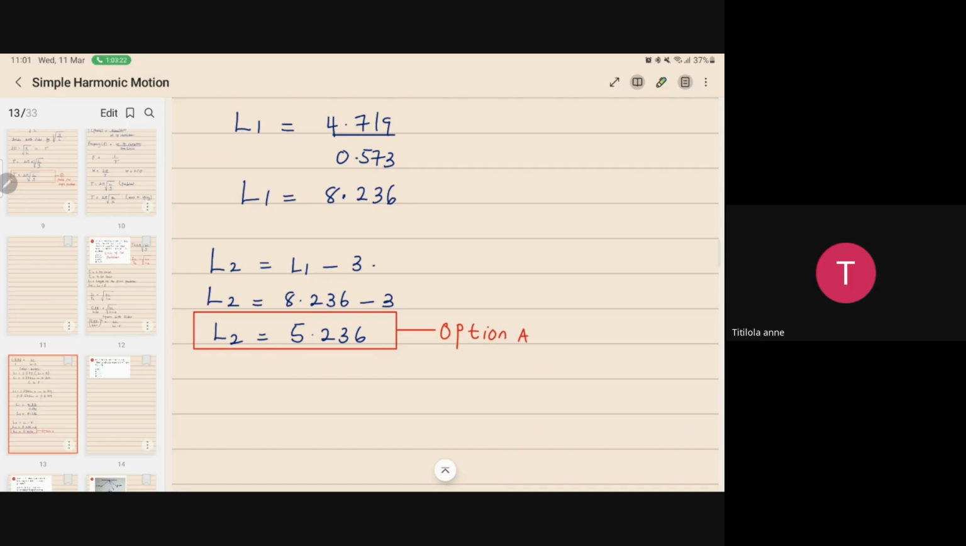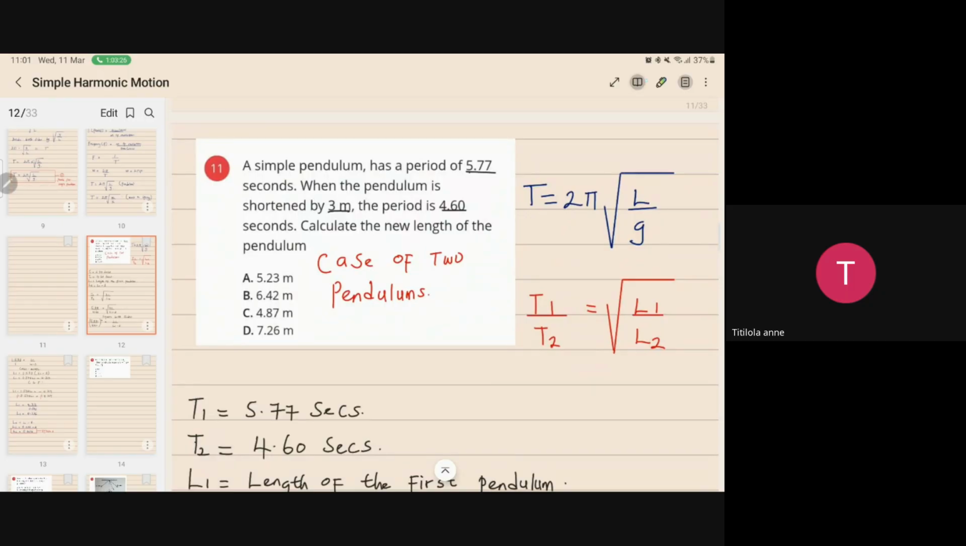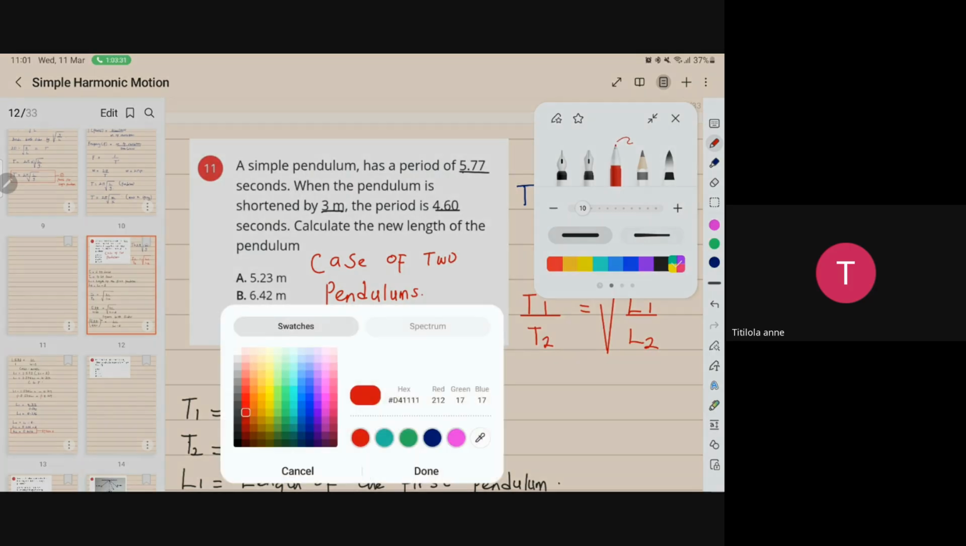All right, so that's your option A for that particular question that we solved. Remember what I said right here? Note that 2 pi and g are constants.